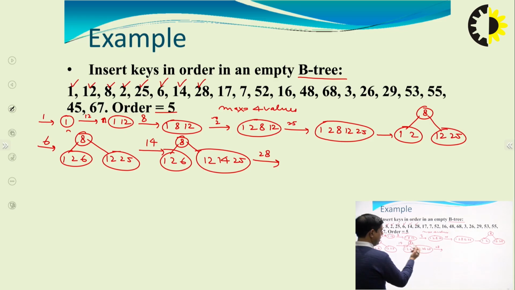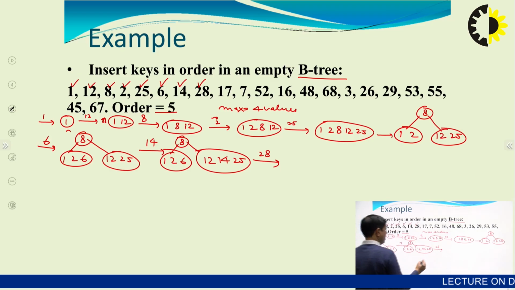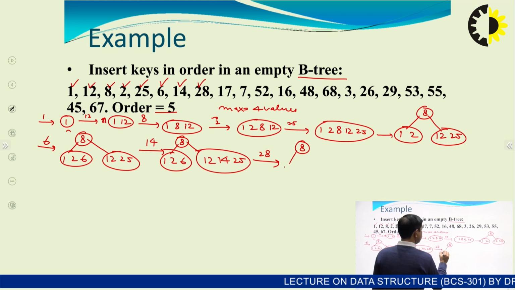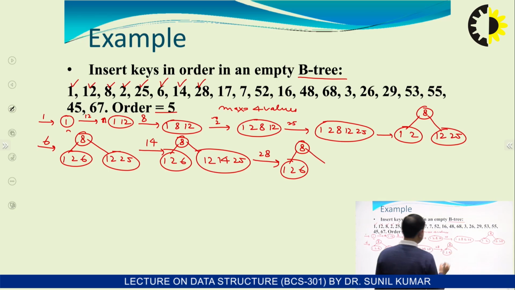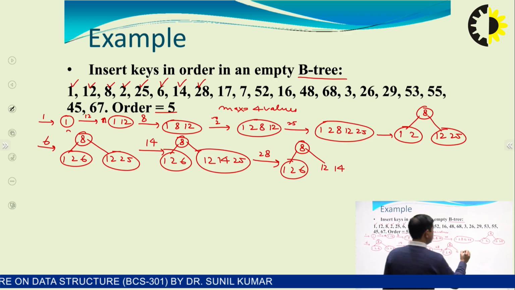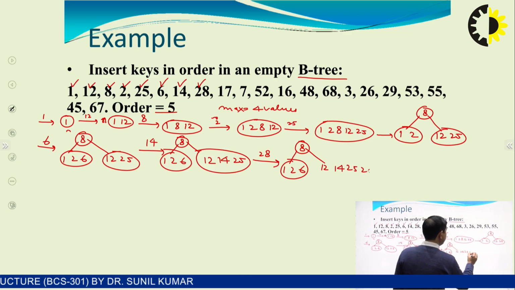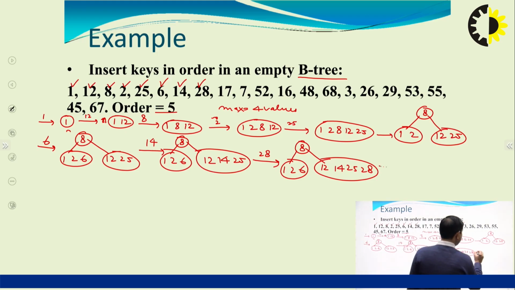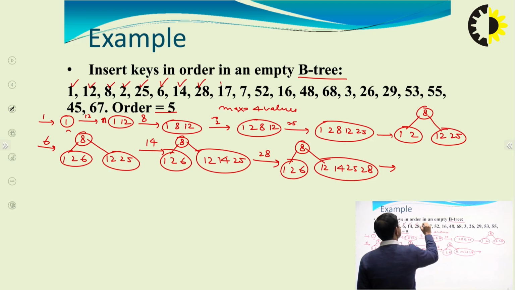We will compare 28 with the root value, then we will go to the right side, and because here we have only 3 values, we can insert 1 more value. It will be like this: 12, 14, 25 and 28. Still 4 values, that means no violation. After that, we have to insert 17.